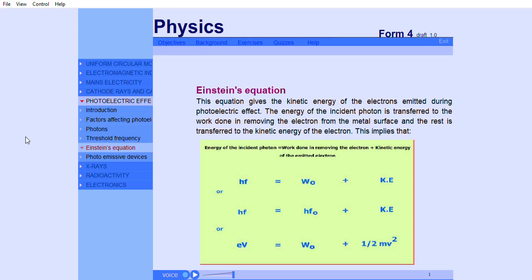hf is equal to work function W0 plus KE. hf is equal to hf0 plus KE. eV is equal to work function plus a half mv squared.